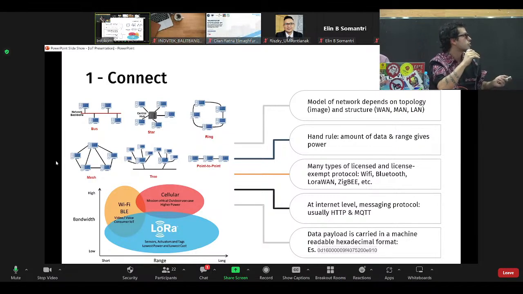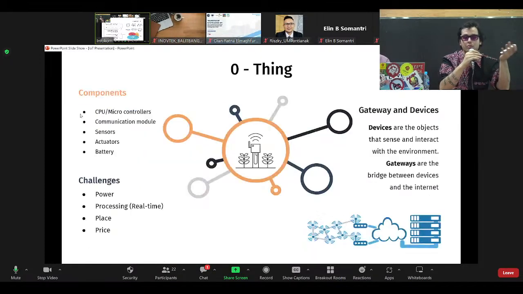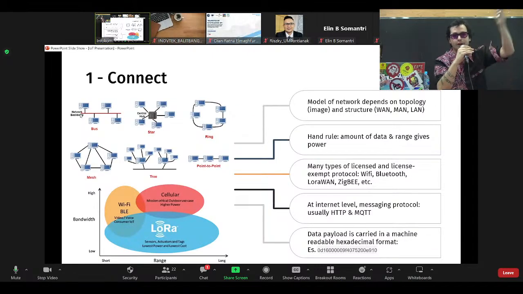Then you have the structure: PAN, personal area network, LAN, local area network, MAN, metropolitan area network, WAN, wide area network. A WAN is basically the internet. So if you connect to a server abroad, you're using a WAN. It's another way to call the internet. But in IoT you can also have a LAN.